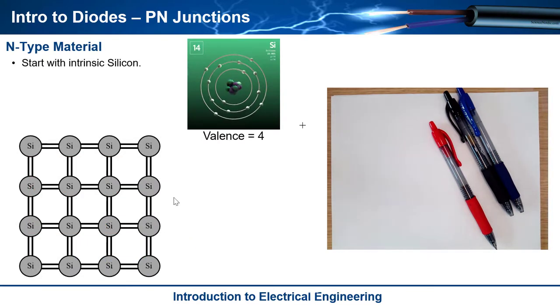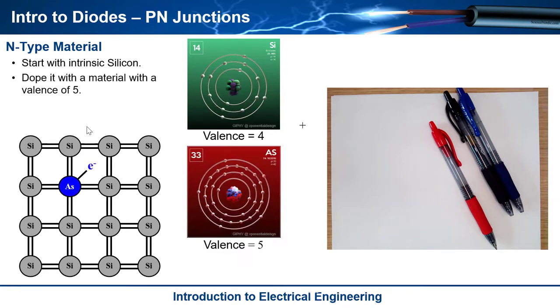Okay, so let's do the same thing with n-type materials. What we want to do is build a chunk of semiconductor that has majority charge carriers of negative, or electrons. So we start with silicon again. We've got our silicon crystal here with a valence of 4. And what we do is we dope it with a material that has a valence of 5, such as arsenic. We take arsenic and blast it in there, and it has a valence of 5, meaning that it wants 5 electrons in its outer orbital.